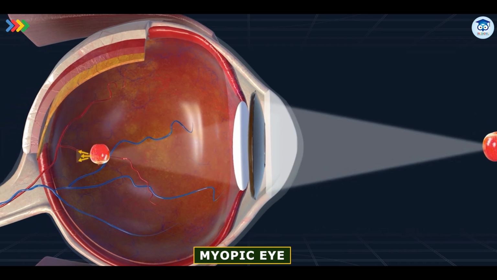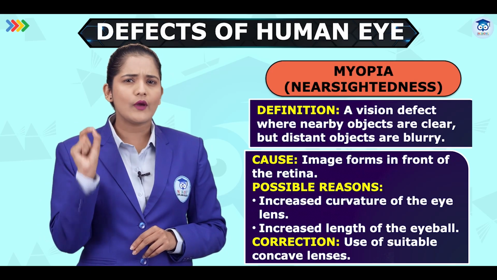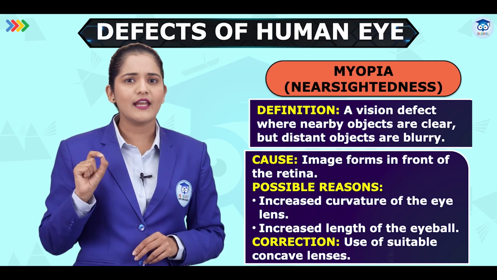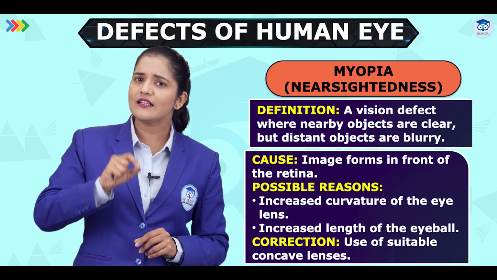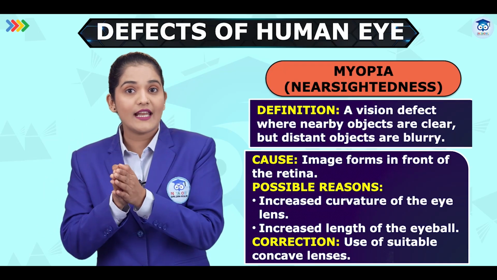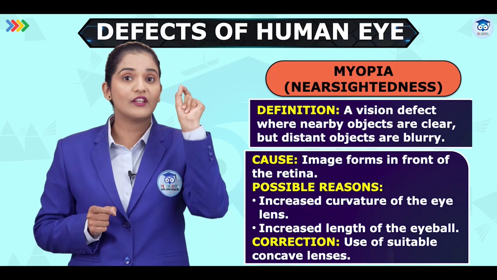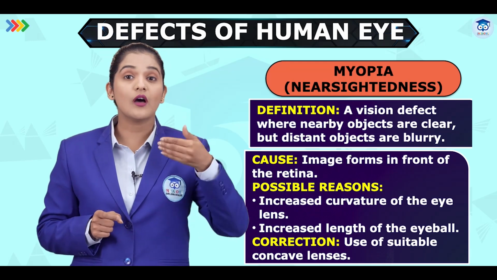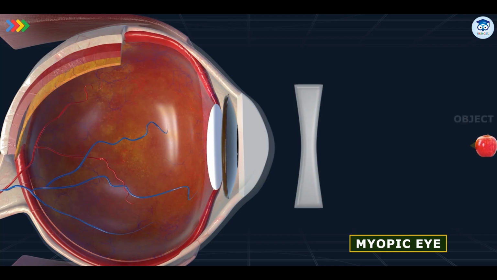There are two primary reasons why this defect occurs. First, it may be due to an increased curvature of the eye lens, which bends the incoming light more than necessary. Second, it may result from an increased length of the eyeball, which increases the distance between the eye lens and the retina. In both cases, the focal point of the image falls short of the retina, causing distant objects to appear unclear. To correct this condition, a concave lens is used.